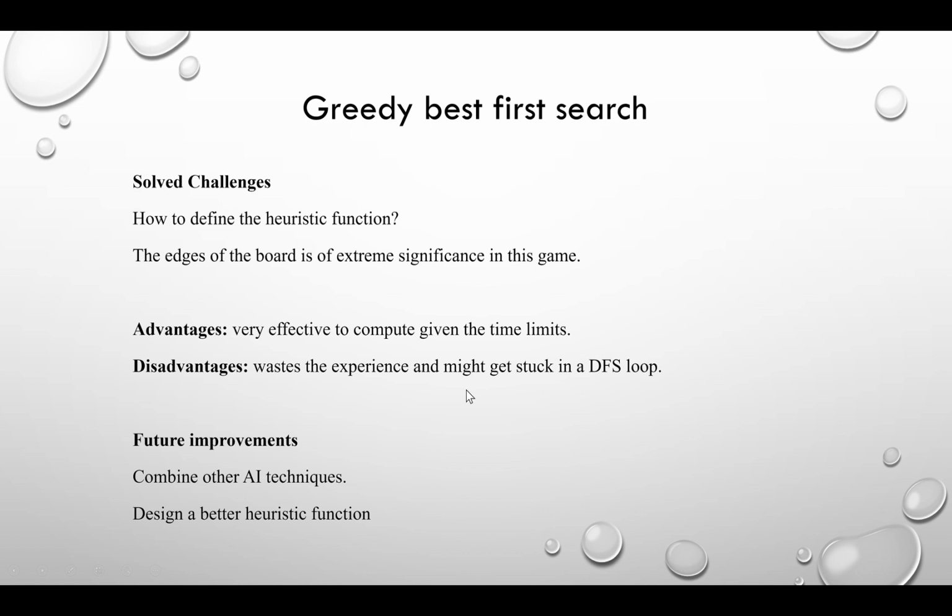But this is not optimal and it may get stuck in a DFS loop. To improve, we can combine it with other AI techniques to design better heuristic functions.